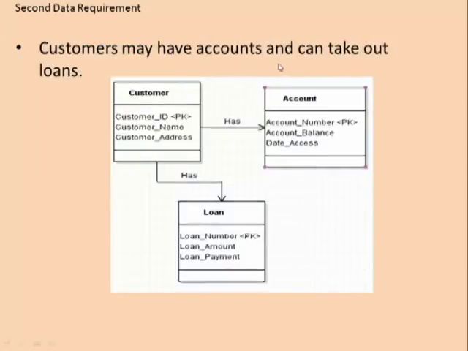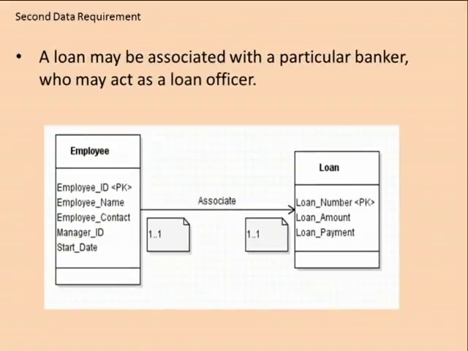Customer may have account and can take out loans. So I drew an ER diagram to link the customer with account and loan. A loan may be associated with a particular banker. For this statement, I drew a diagram linking employee with loan, and the relationship is associate. Based on this sentence, the multiplicity is one employee associates the loan.